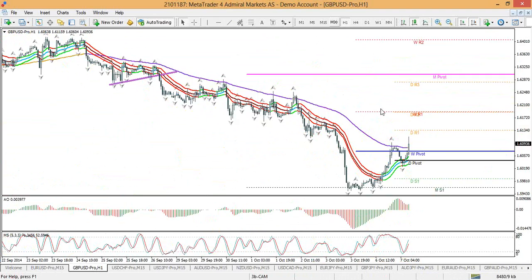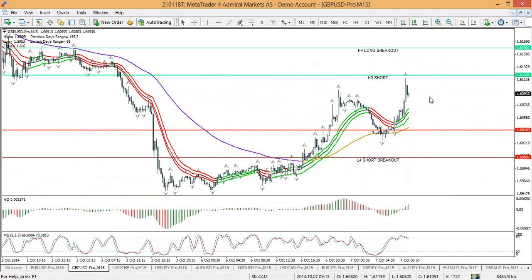This looks more aggressive almost than the euro dollar does, so a bit more pound strength, and it looks like the trend of the day is going to be up on this pound dollar. I would still want to see how price reacts to H3 and if it could push above it. But if it does, it actually looks at the moment that it has that bullish momentum.